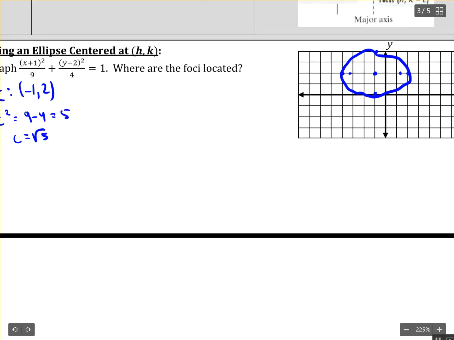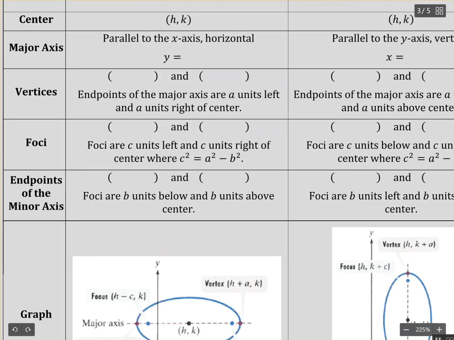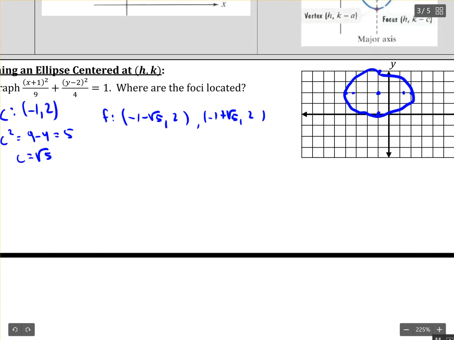And so where are the foci located? Well, remember the center, negative 1, 2. Now, are we going up or down or left or right for the foci? We're going left to right. So I'm going to take that negative 1, 2, and go left root 5 and right root 5. And there's my foci. So again, if you went through and filled out the sheet, you would have seen that it all worked out. But it's as simple as taking our center and realizing we're going to either add and subtract it to the x, if that's our major axis, or add and subtract it to the y, if that's our major axis.